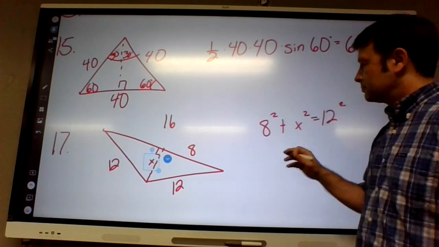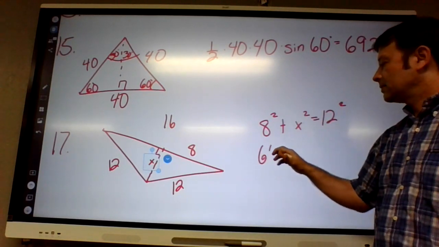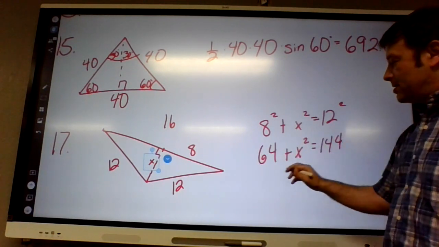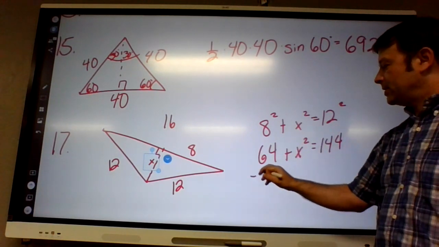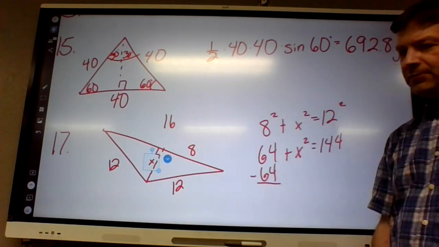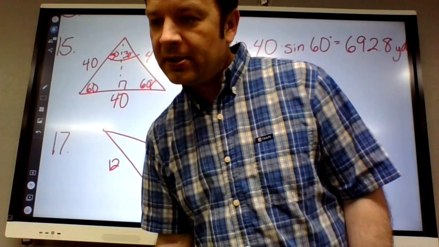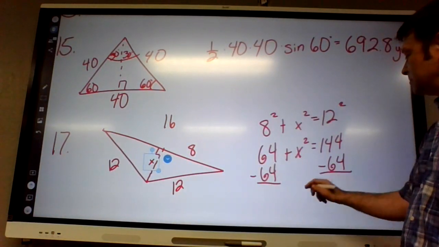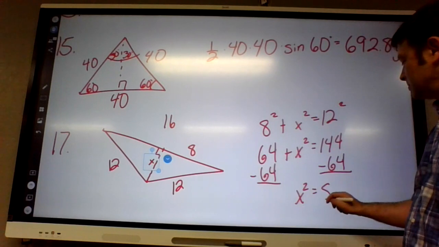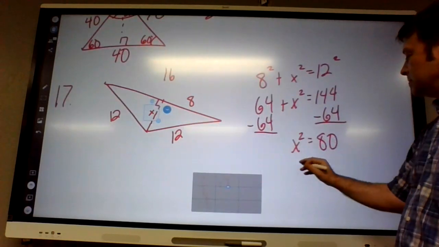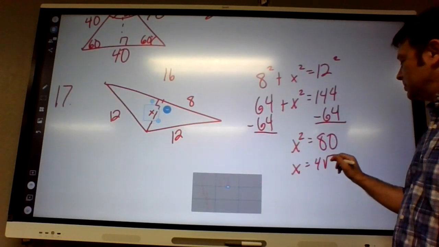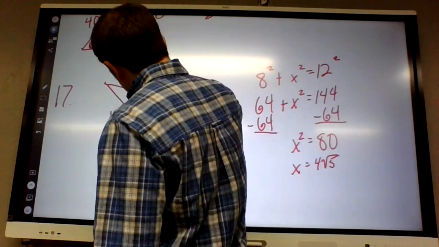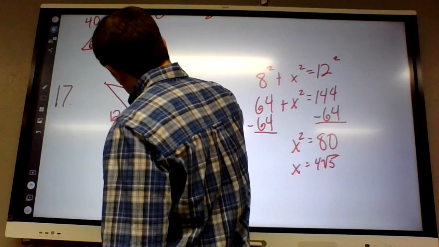My brain is like so taken out right now. 8 squared is 64 plus x squared equals 144. No calculator. Oh, I feel like I screwed up another class. Did I copy this right? Okay, I think I did something wrong in the other class when I did this one. So that means this is 4 square root of 5.